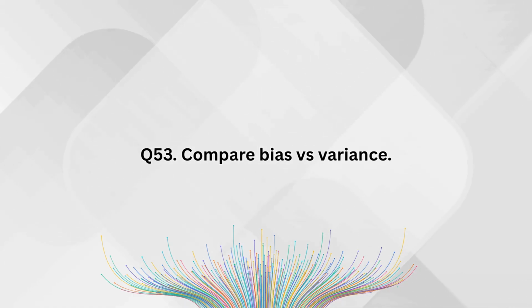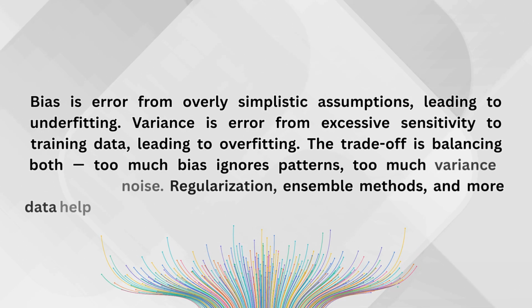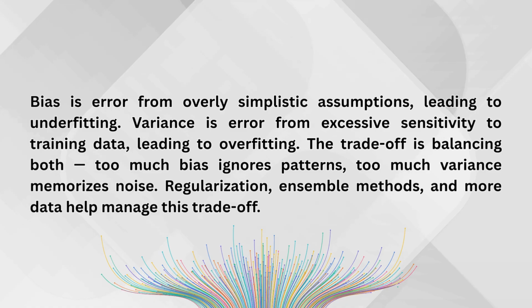Compare bias versus variance. Bias is error from overly simplistic assumptions, leading to underfitting. Variance is error from excessive sensitivity to training data, leading to overfitting. The trade-off is balancing both. Too much bias ignores patterns, too much variance memorizes noise. Regularization, ensemble methods, and more data help manage this trade-off.